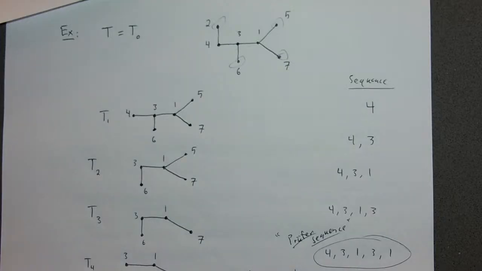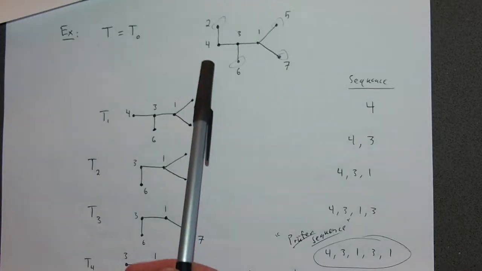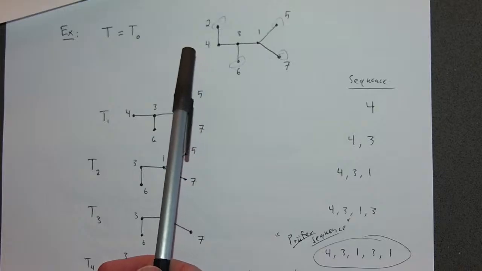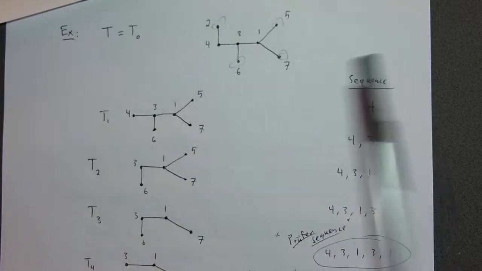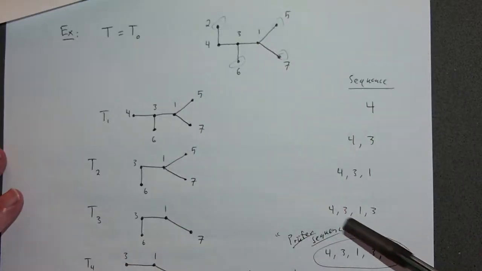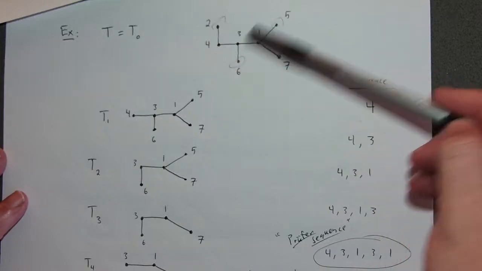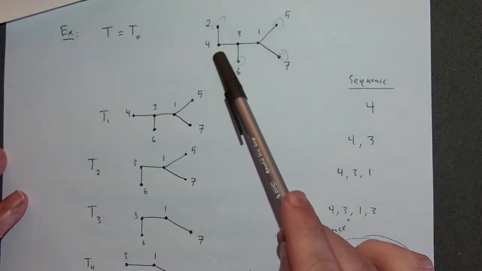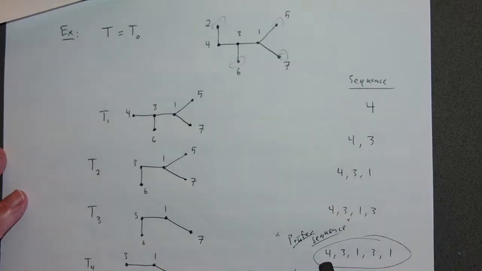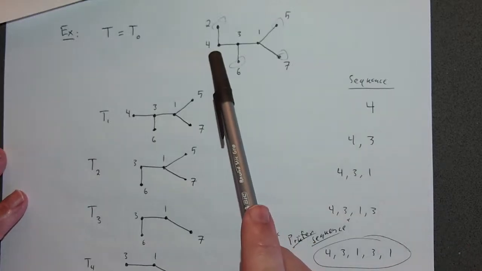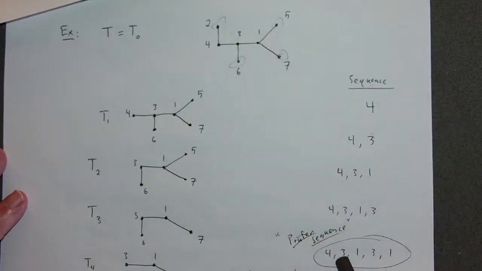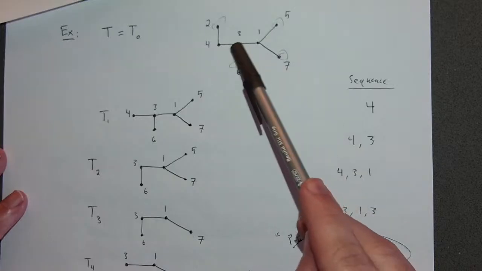Do we see the pattern here? Look at the degree of 4. Well, let's expand a little bit. So none of the leaves show up. The leaves have degree 1. 4 shows up once. It has degree 2. 3 and 1 show up twice. They have degree 3.